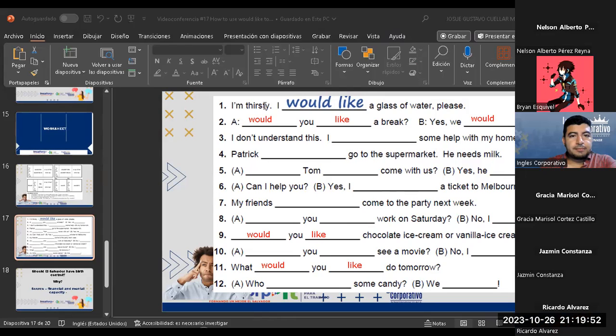Number 10. Would you like to see a movie? To see a movie, porque hay un verbo, sí. ¿Verdad? Would you like to see a movie? No, I. La negativa de would sería would not, or wouldn't. Vamos a poner would not. Thank you. We go with Nelson and Brian.